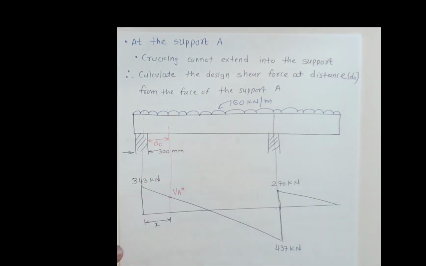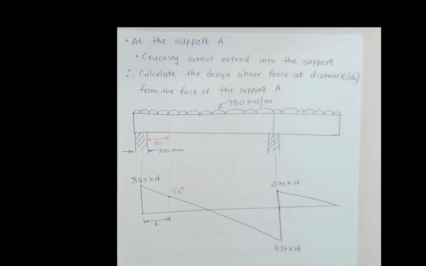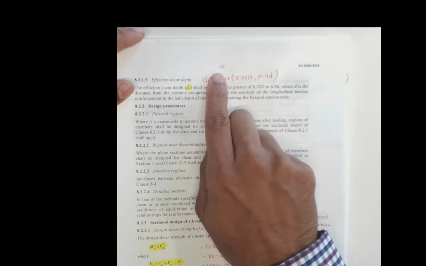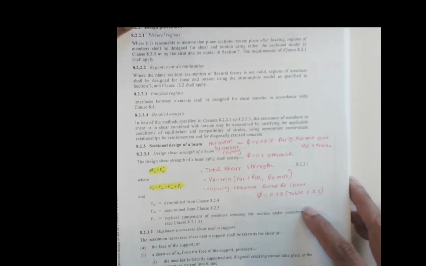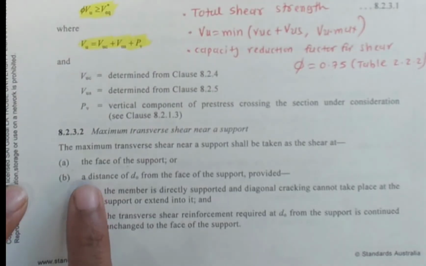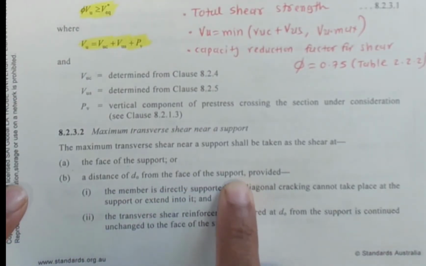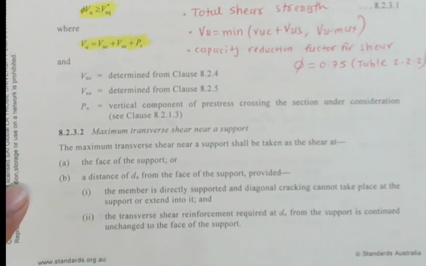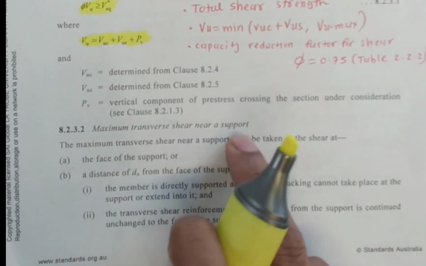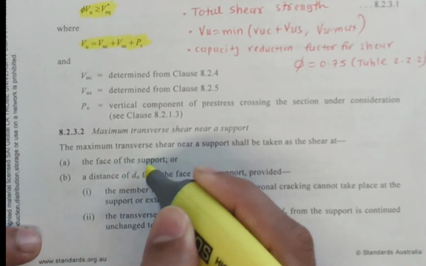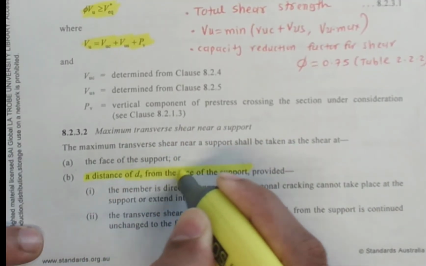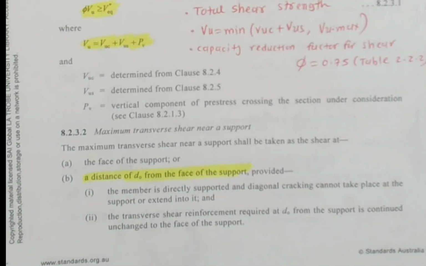Now this Australian standard has given these notes as well. If you look at page 115, at the end of the page, it has clause 8.3.2.3.2. It says that a distance d0 from the face of the supports. You can read about it. It's an important line here, that if you would like to see maximum transverse shear near the supports, we need to have this distance d0 from the supports that is given in the standards.